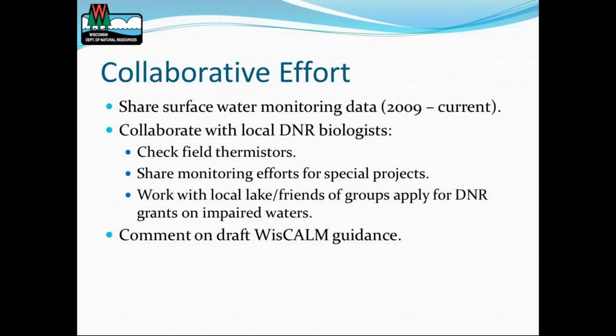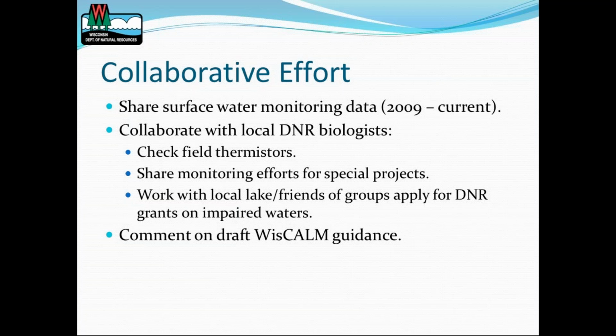Any collaboration with our local biologists, which I know is already done as evidenced by the Pleasant Valley project, but something as simple as checking the field thermistors. Sometimes we have thermistors out in the field and there's a storm or they get moved around or they're out of the water. We may not be able to check them as often as needed. We're doing a lot of temperature assessments recently. It's one of our newer parameters that we're doing, and it's one area where we could use help.